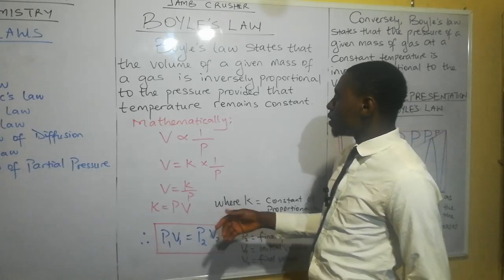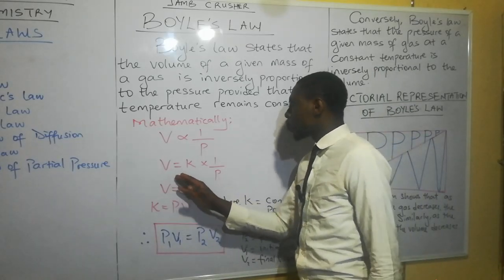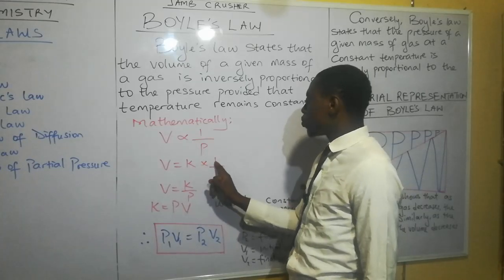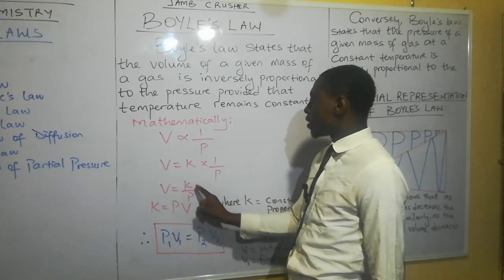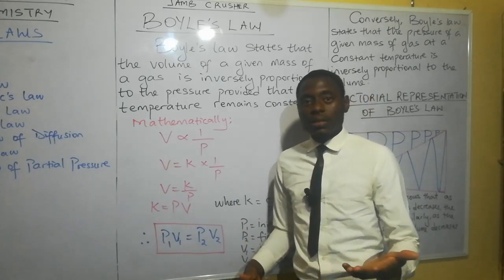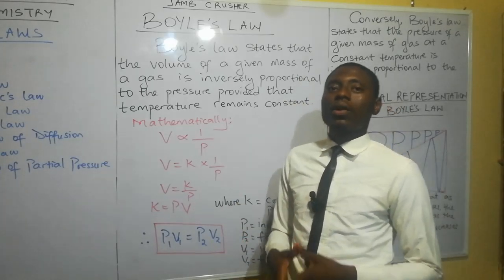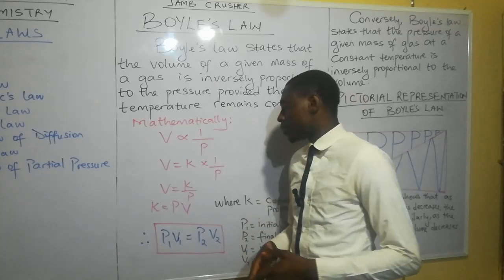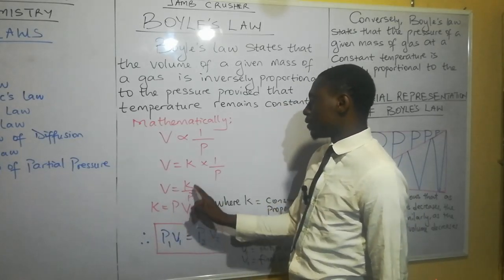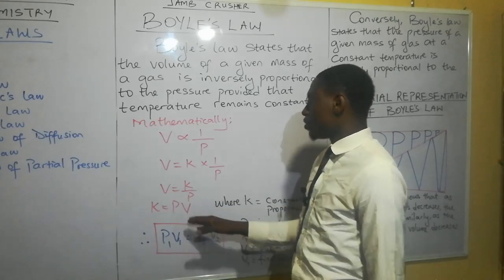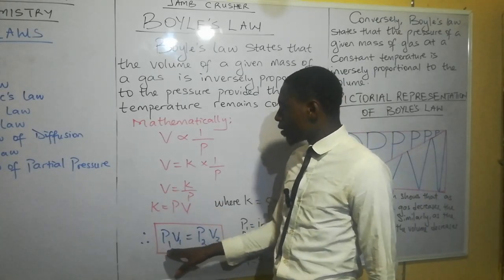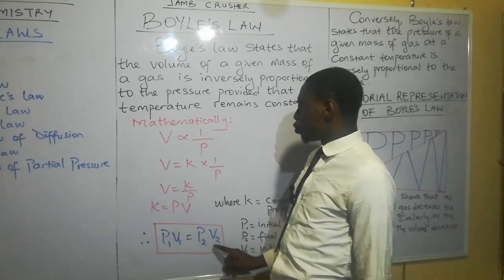Then from this place, if I'm to go further with this, V equals K times 1 over P, which is K over P. So I have V is equal to K over P. And then if I decide to make K the subject of the formula, all I need to do is to cross multiply. When I cross multiply, I have K is equal to PV. That is K equals P times V. Now from this, it follows that your P1 V1 is equal to P2 V2.